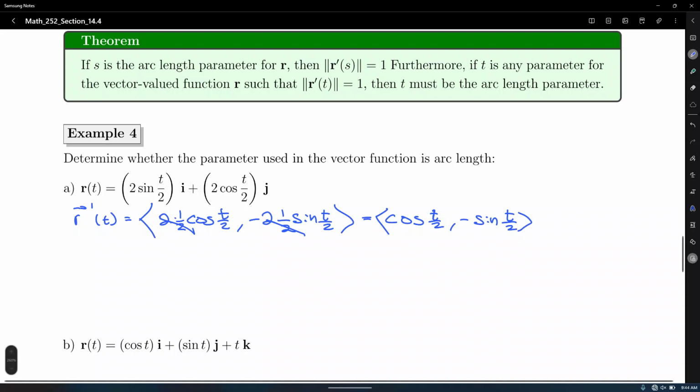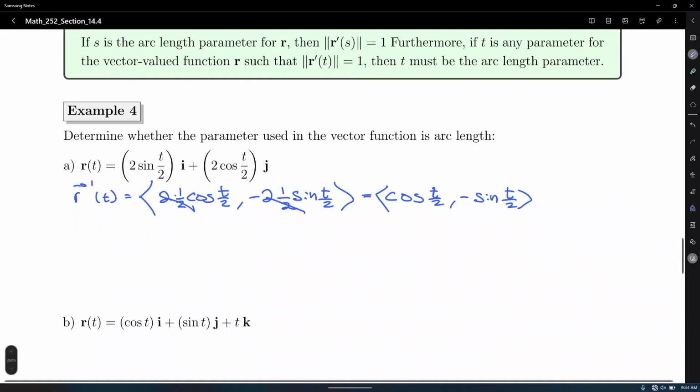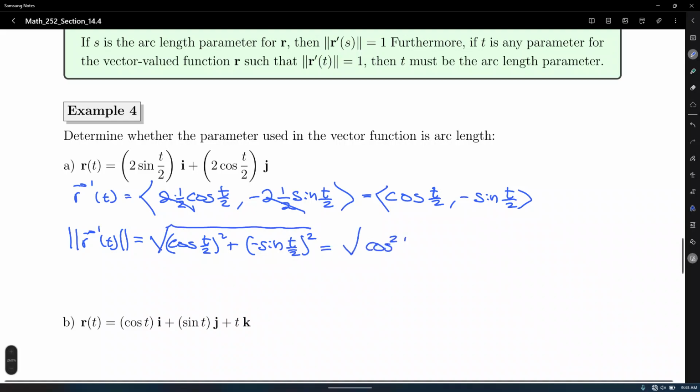Okay, so that is our derivative. So now we're ready to test this vector valued function to determine whether we can simply change the T with an S, or if we need to find a change of variables first before we can do that. All right, so the magnitude of R prime of T, that is the square root of cosine of T over 2 quantity squared plus negative sine T over 2 quantity squared, that is the square root of cosine squared T over 2 plus sine squared T over 2.